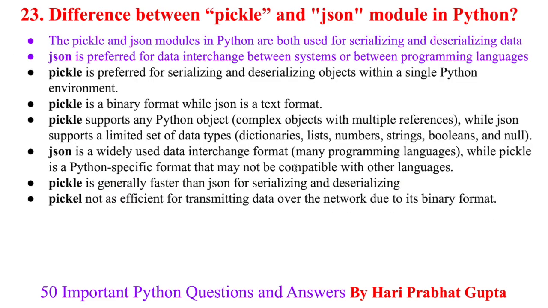And to summarize, we can say that pickle is suitable for use within a single Python environment when speed and flexibility are required, while JSON is suitable for transmitting data between systems or between programming languages in a human readable format.